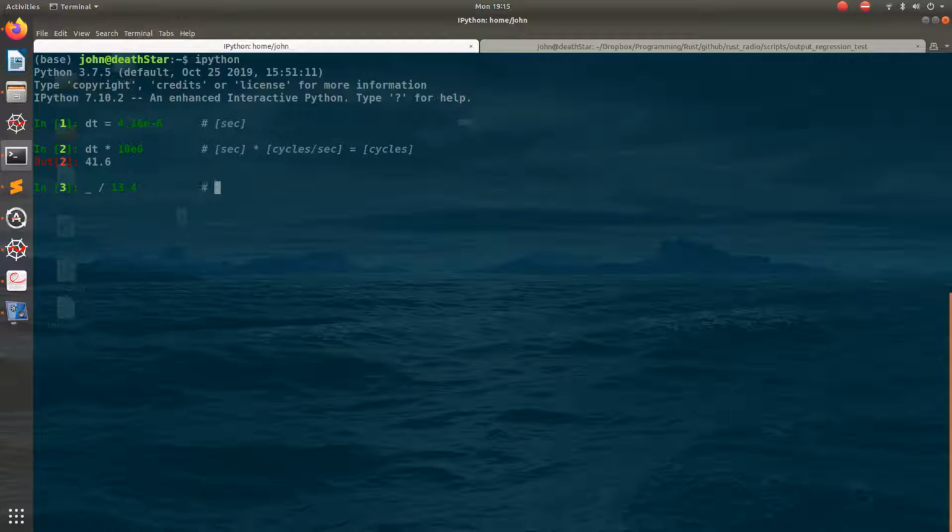So this is cycles divided by seconds equals hertz. So this should be the frequency difference over that time interval between the two oscillators, and it comes out to about 3.1 hertz, which is about right. That's kind of what it looked like when we looked at them on the oscilloscope earlier. So this makes sense.